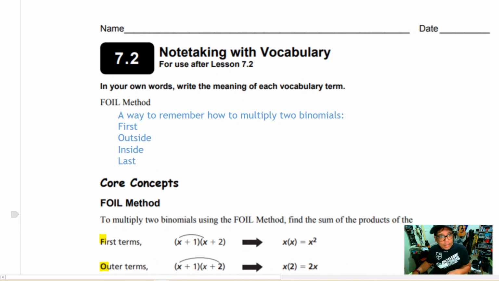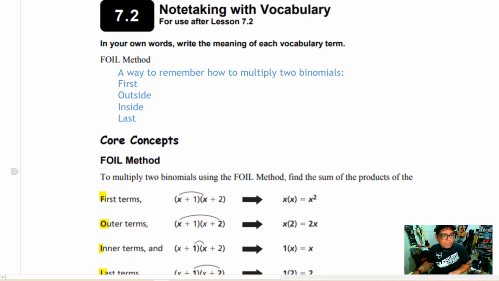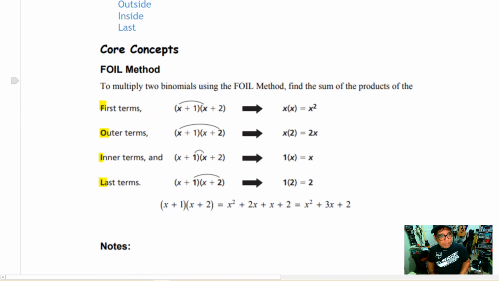So the way that we learn this, or the way that we try to make this faster, is something called the FOIL method. Now in the FOIL method, the FOIL is actually an acronym. It stands for first, outside, inside, and last. So the method is, if we take a look at the first terms, okay, that's going to be this term and this term, because they are the first terms in each binomial.